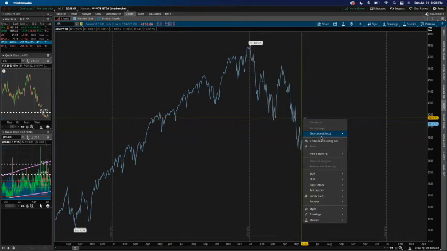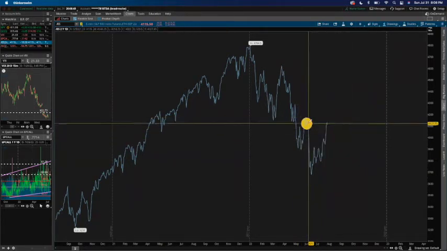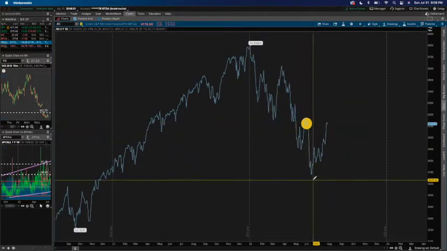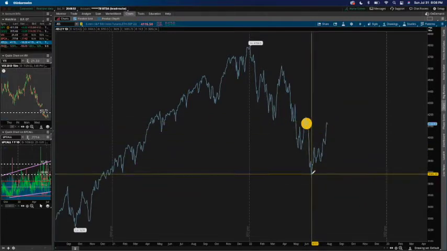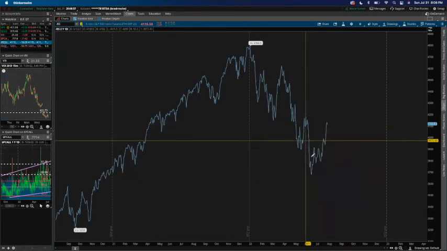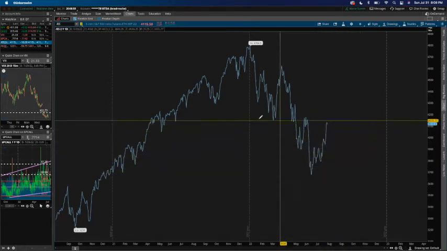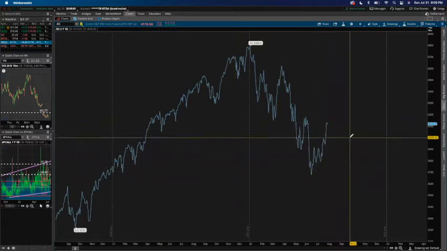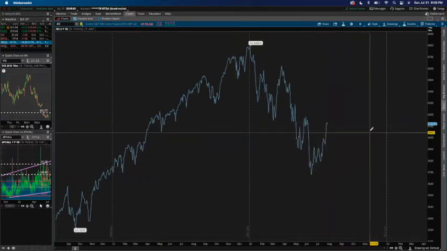Like for example, I would say this here is a pretty drastic rejection. It came up to this level and look at how far we dropped. Now look at this level here and how fast we bounced. These are considered to me to be key levels where there's big bounces or big rejections. Those are the levels I want to play because they're going to hit the hardest.